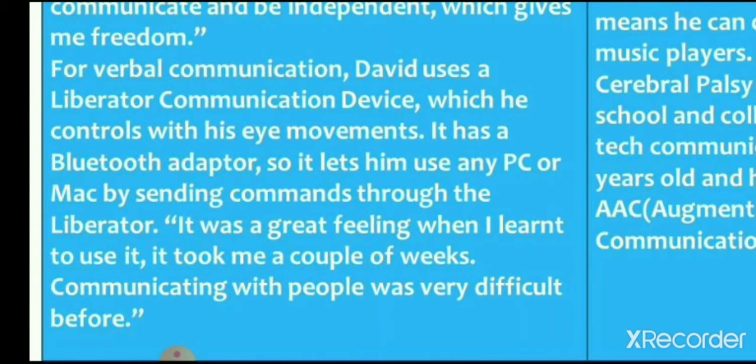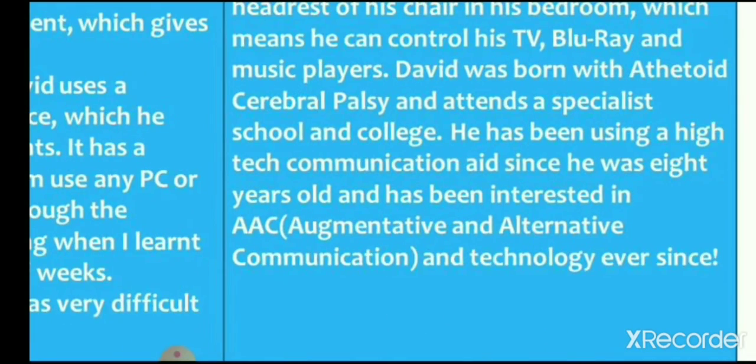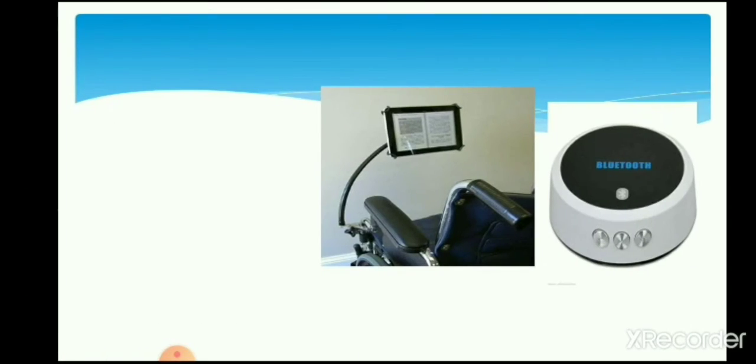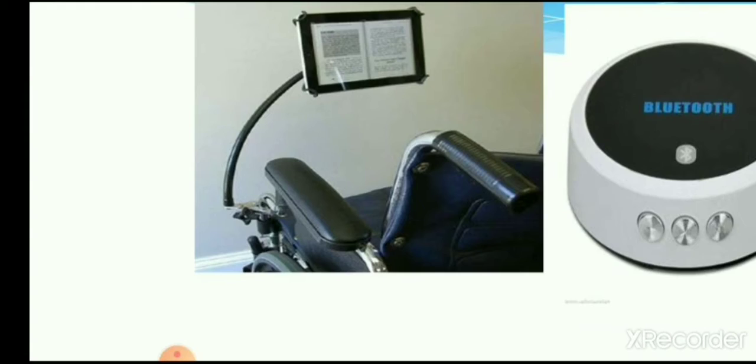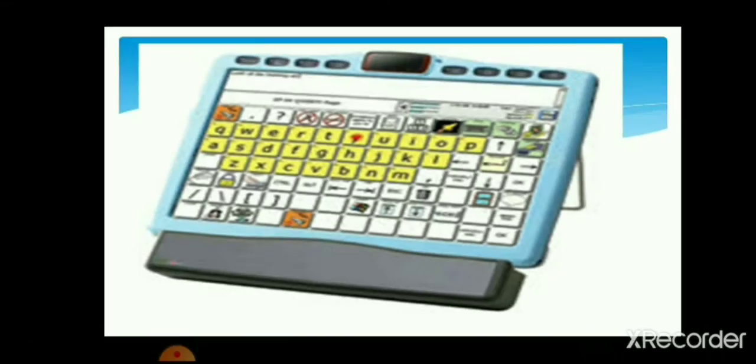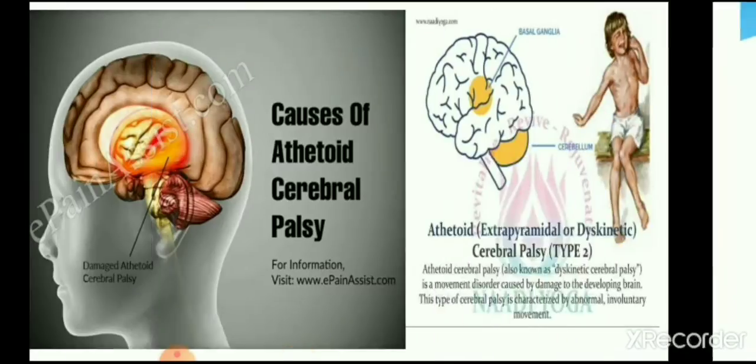So in order to make verbal communication, David uses what kind of device? He used the Liberator communication device. So communicating with people was very difficult before. After using the Liberator communication device, it became easy for David. So this is the Bluetooth adapter and this is his chair where the Liberator communication device is fixed. With the help of this device, he could communicate with the people.